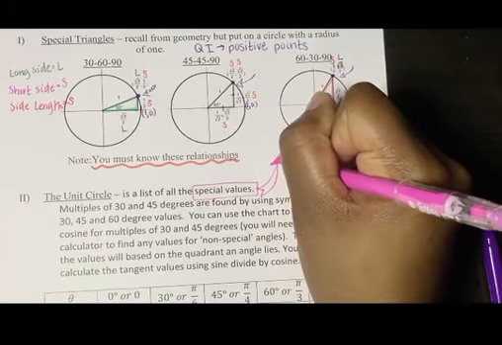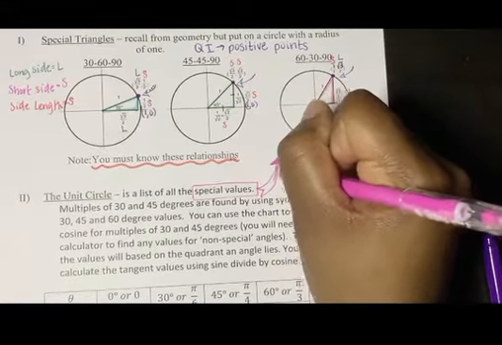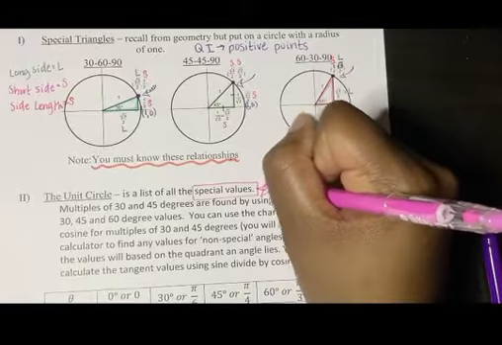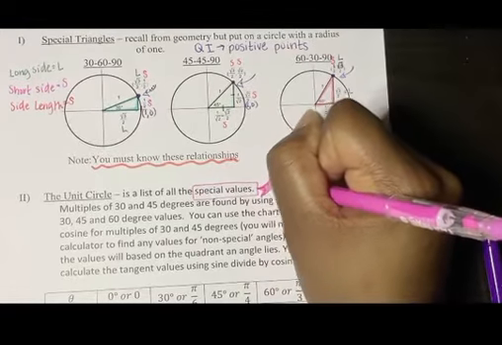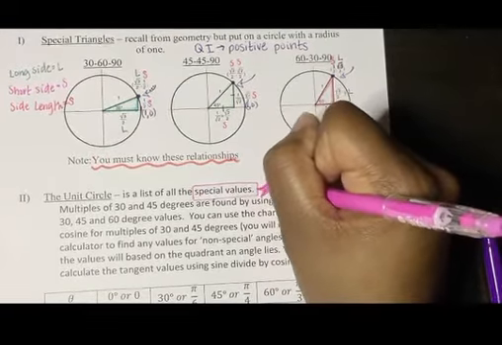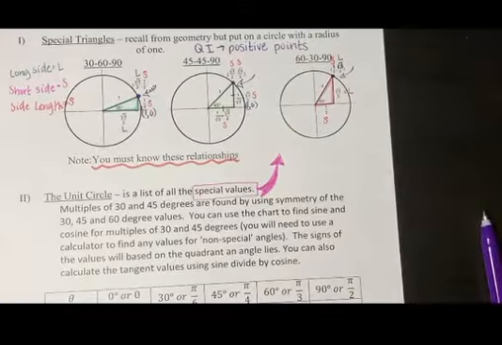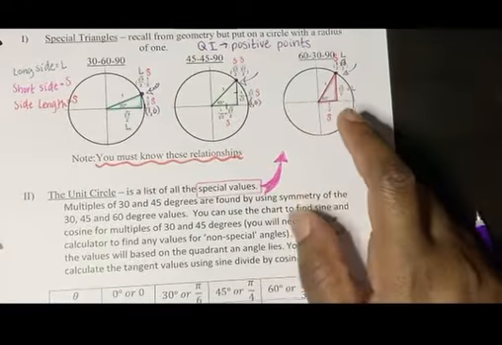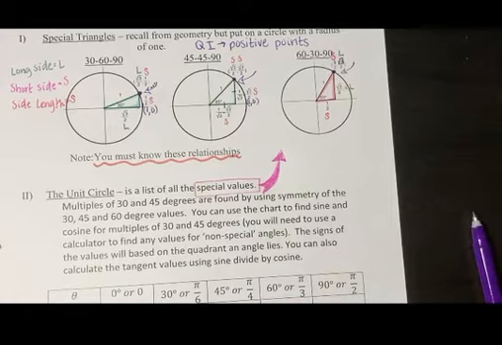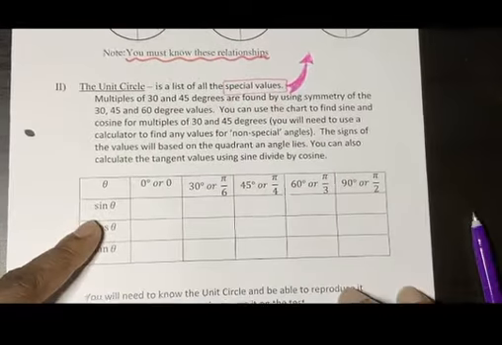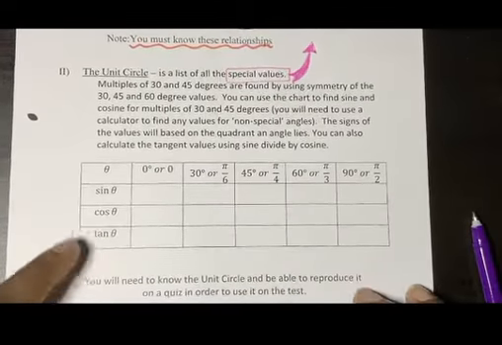Okay, so if we're looking at these special values, like I said before, we're going to remember what we did up here. So we're looking at short side, long side, short side, depending on the values that we're looking for. So we're going to come down here to our table. We're going to create it so that we can use this later.